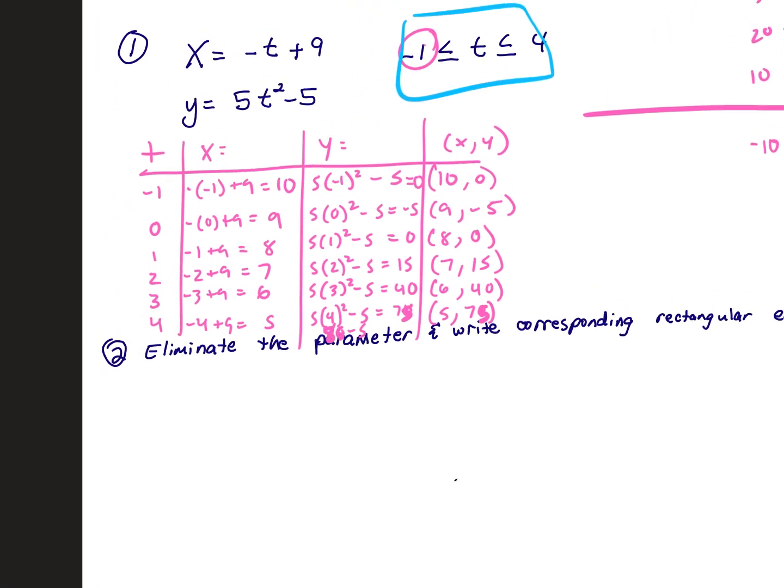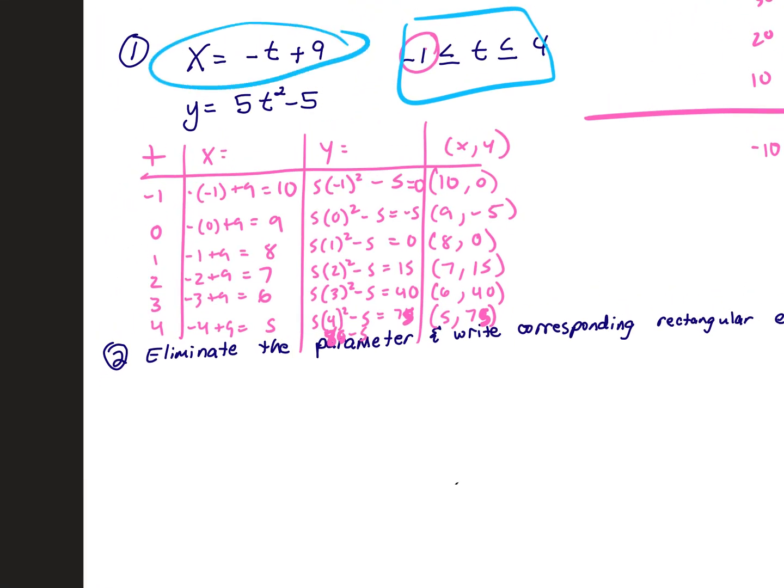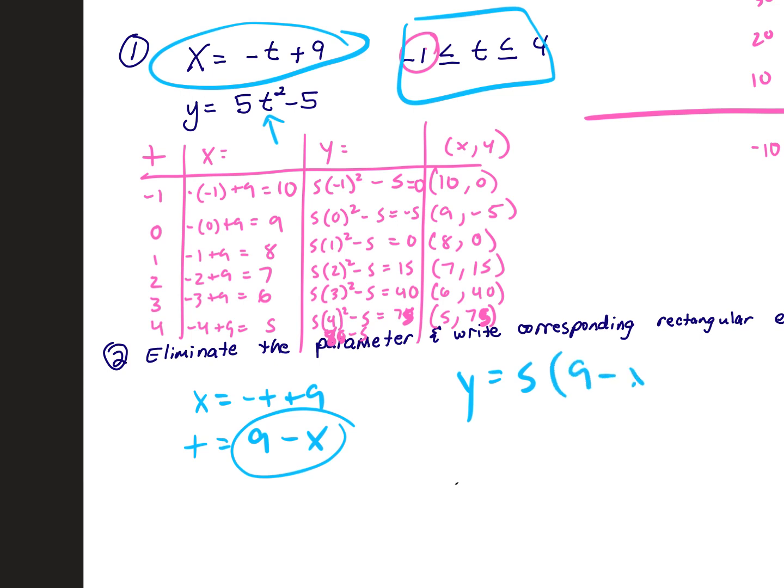Next, we want to eliminate the parameter. So I'm going to solve my x for t to make the x equation t equals. So I have x is equal to negative t plus 9. So t is equal to 9 minus x. So since t is 9 minus x, I'm going to take that and plug it into the t in my y equation. So y is equal to 5 times 9 minus x squared minus 5.